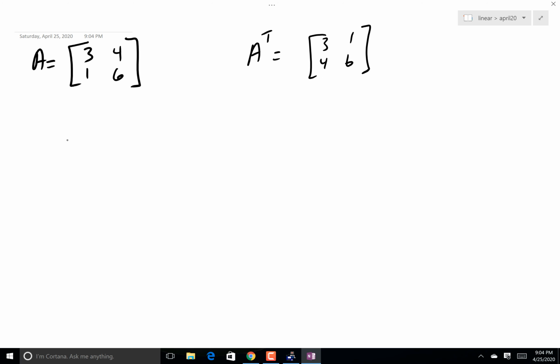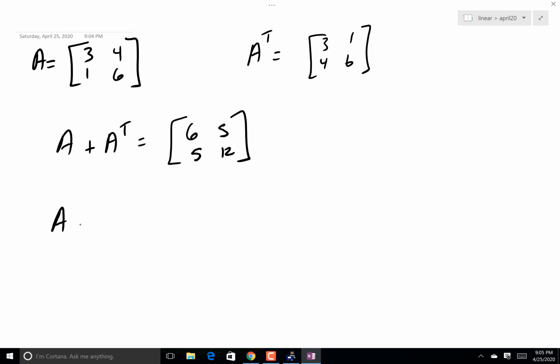Let's look at this guy. Let's pick a matrix that's a square matrix. 3, 1, 4, 6. Let's look at A transpose here. That would be 3, 4, 1, 6. What would happen if you added them together? Well, you would get 6, 5, 5, 12. Is that true? I believe so. And that is what we refer to as a symmetric matrix.